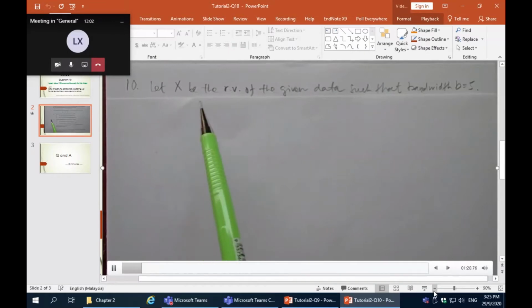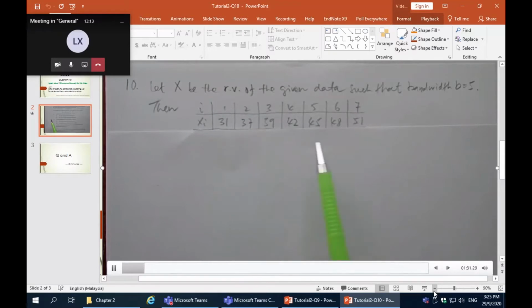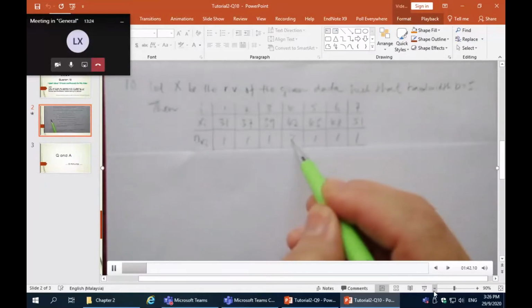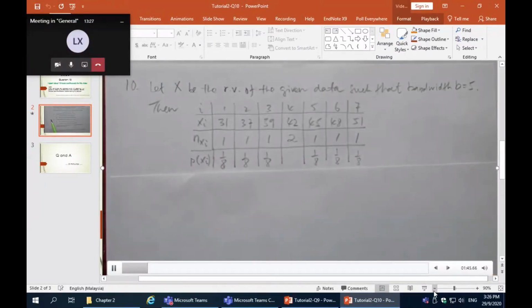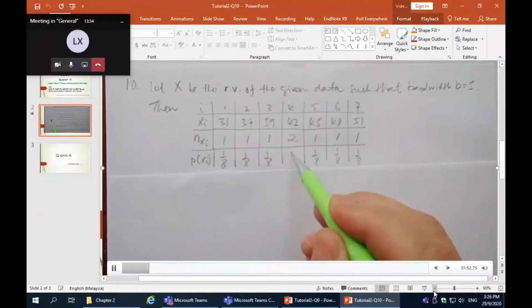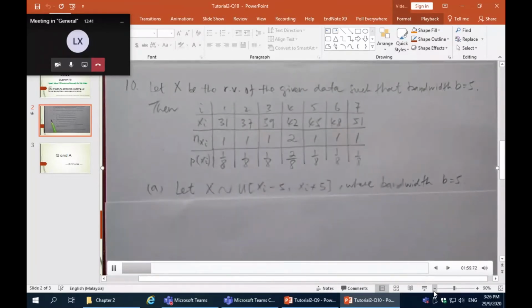Number 10. Let X be the random variable of the given data such that the bandwidth is given, which is 5. Then we have the following chart, this is the given data from 31 to 51. The number of observations of each data is 1, except 42 is repeated twice. So the probability for each of the data is 1 over 8, except this data 42, the probability is 2 over 8. Part A. Let X be uniformly distributed in this interval from xi minus 5 to xi plus 5, where the bandwidth is 5.